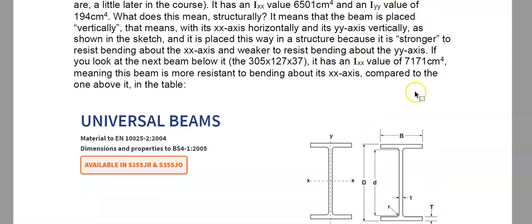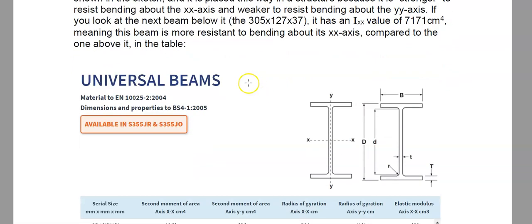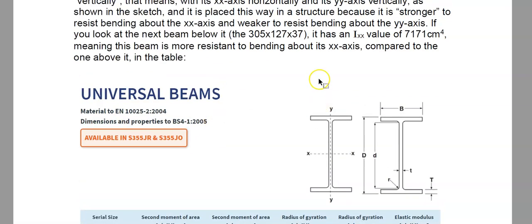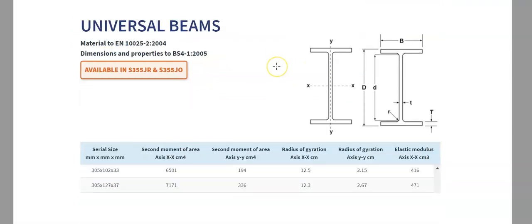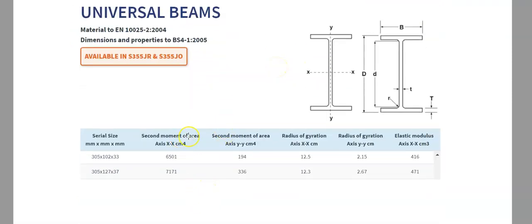Okay. So if you look at the next beam below, the 305 by 127 by 37, it has an IXX value of 7174 centimeters to the fourth, meaning that this beam is more resistant to bending about its XX axis compared to the one above it. So this beam here is stronger than this one. And when we say stronger, we mean it resists bending more about the XX axis. So generally, the bigger the beams in the table, the deeper they are, the stronger they are, that means they can resist bending more.